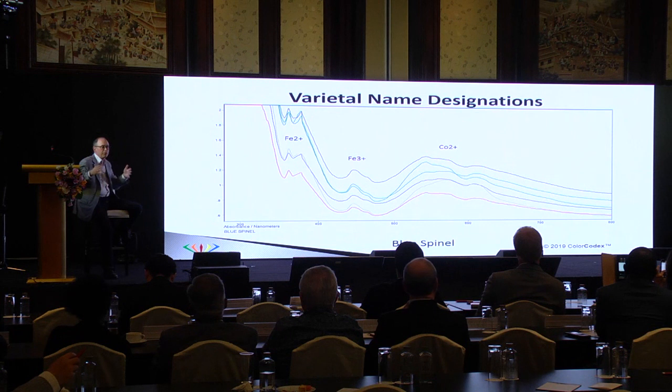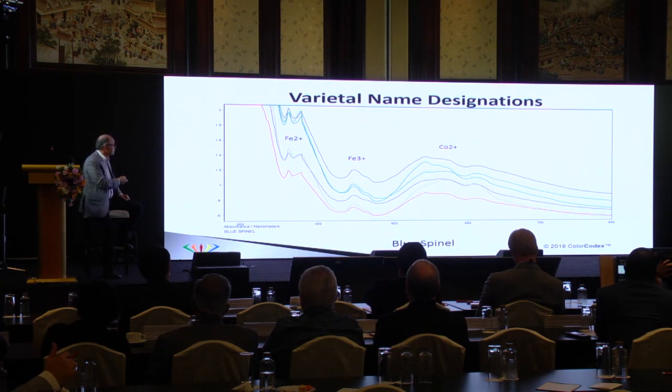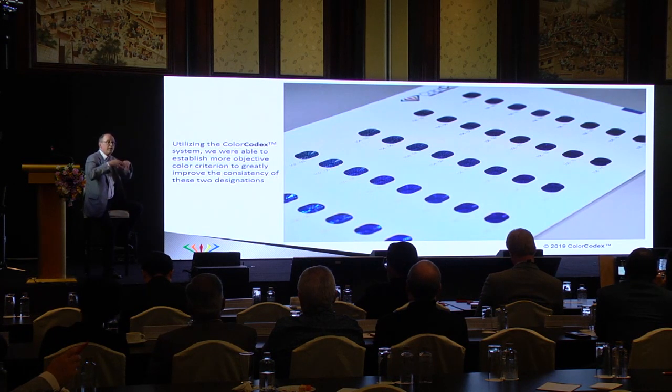So here's again how laboratories try to establish more objective criteria to complement what they're doing and for consistency in terms of varietal calls. But we don't think the industry is going to be able to walk around with spectrophotometers all the time. The nice thing is that what we see in those absorption spectra is also a visual difference between what we classify as a cobalt spinel and a blue spinel. This is where the color codex system comes in for application for everyone. We can use the criteria from the laboratory to establish these boundaries and set it up on the color codex system for the entire industry to have access to.